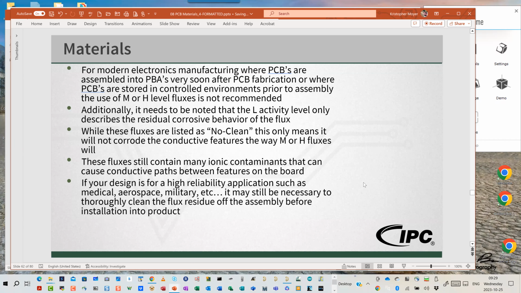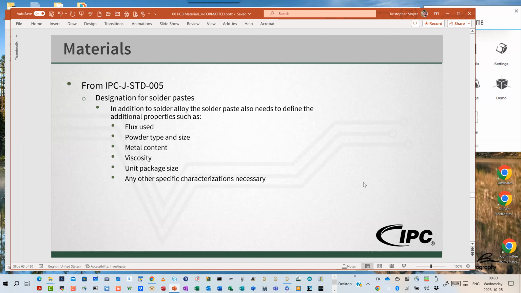On the other hand, if we're in a war zone and we're relying on that shoulder-launched missile to take out the enemy's equipment, that thing better work the first time, every time I push the button. I don't want it to suddenly stop working after I've been in the field for a while. So depending on the reliability requirements, it may be necessary to have removal, even if it's listed as a no clean flux.